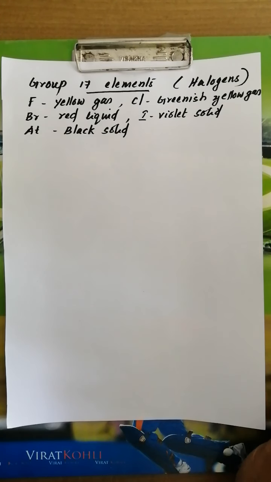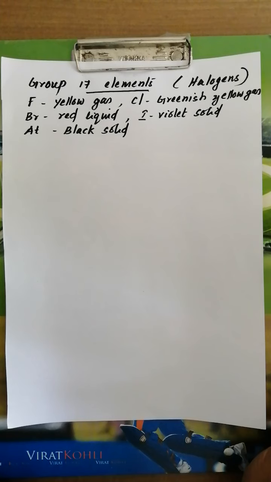Group 17 elements, halogens. The elements are fluorine, chlorine, bromine, iodine, and astatine. And all these elements have color. And the color is due to the reason that they can absorb light from the visible region and the electrons get excited.